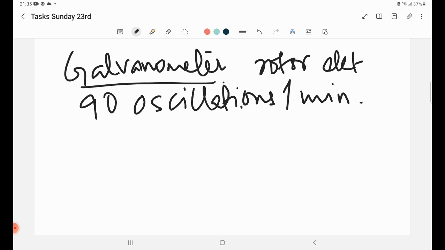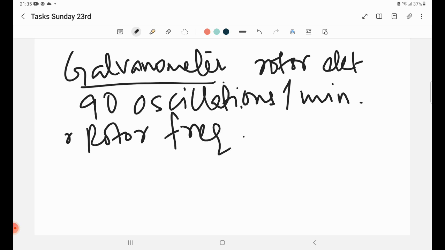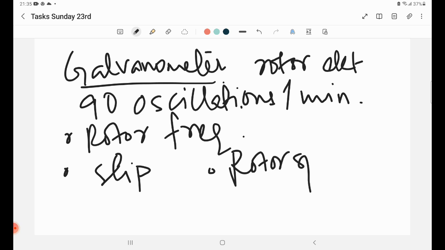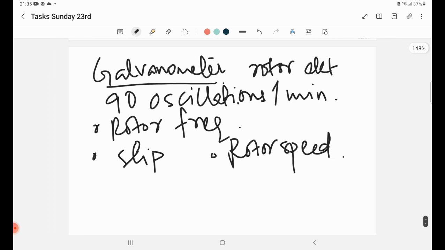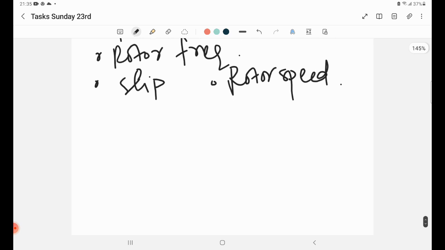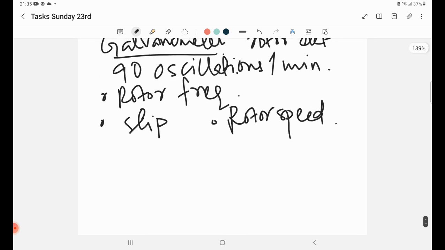So what we are told to find is, first is rotor frequency, second is slip. By slip I mean per unit slip, and lastly you are also told to find the rotor speed. Okay, so let's just try to find each of these things one by one. So first is rotor frequency.